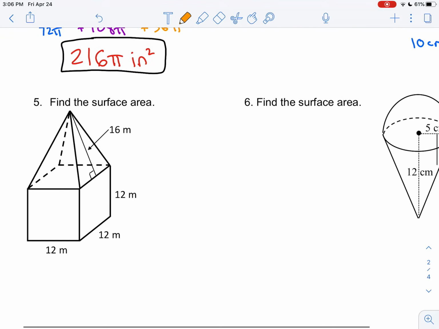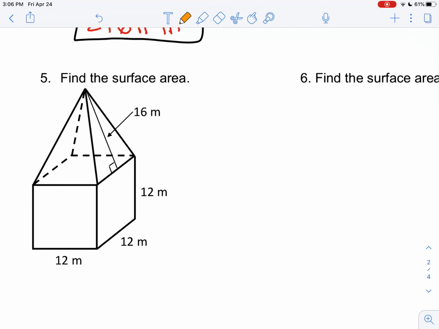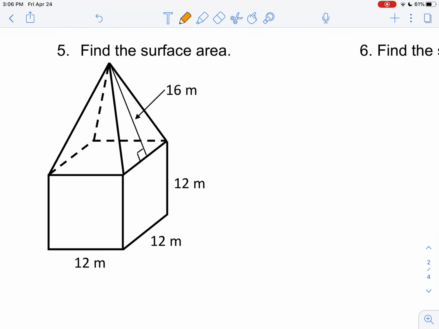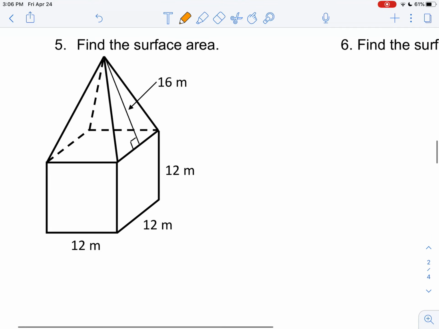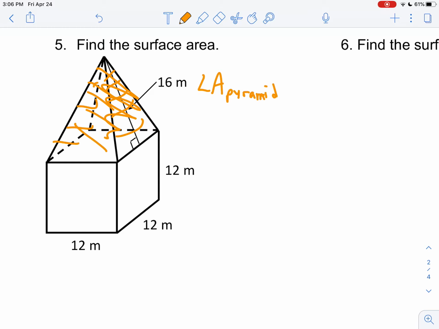All right. Here's my house. Okay. It's not so big. Let's find the surface area. So this is a lot like the top problem. So we're going to do lateral area pyramid. So a little review. Remember, that's just going to give us the 4 triangles, the 4 triangles there.